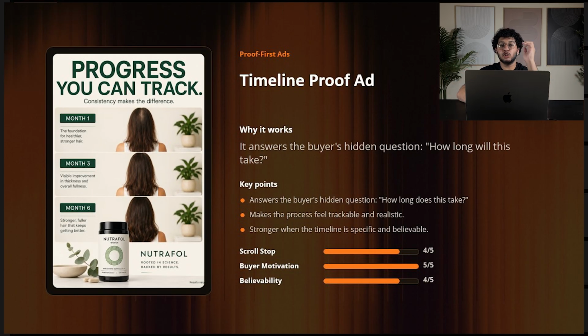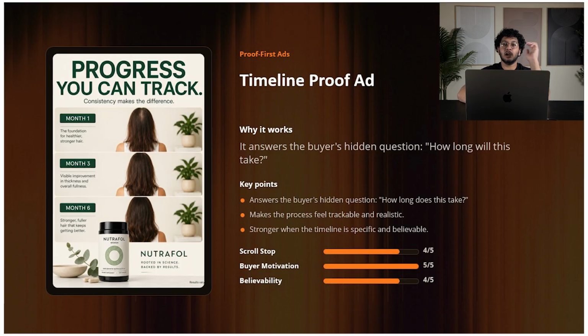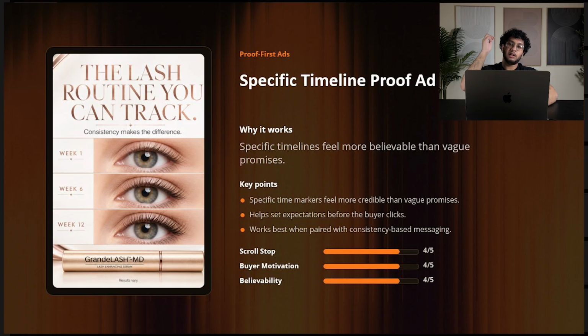That matters because most buyers are not only asking whether the product works, they're also asking when they should expect to see a change. Month 1, month 3, or month 6. This makes the process feel trackable and believable. Strong format. A tier.